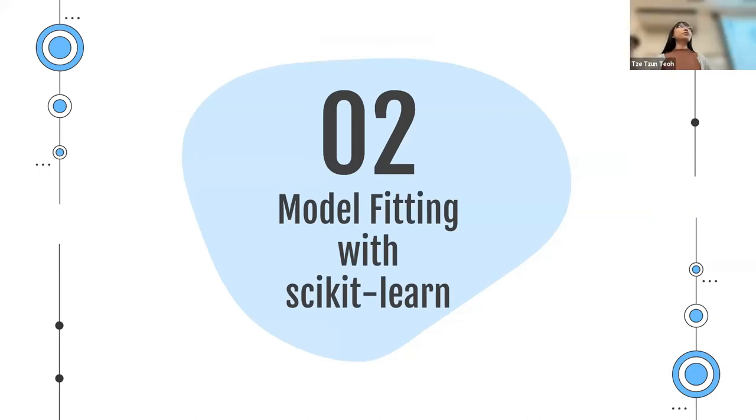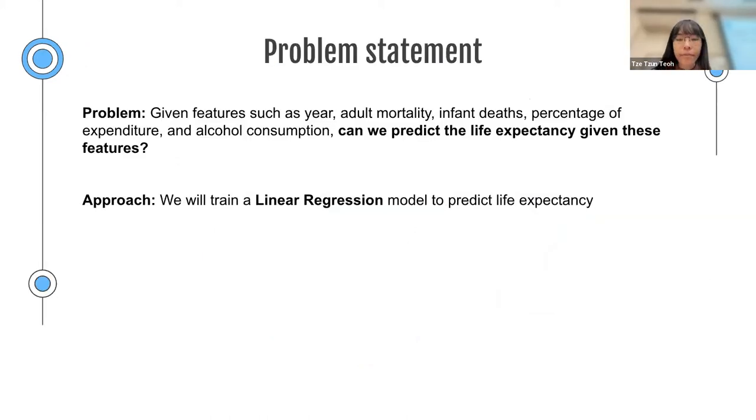Hi everyone. So after we have gone through the theory side of machine learning and linear regression, let us see how we can use this knowledge in a real world example. The problem that we are going to look at today is life expectancy prediction. There are many features that can affect life expectancy, be it adult mortality, infant deaths, alcohol consumption, etc. So today we are going to look at how we can use these features to help us predict the life expectancy value using the linear regression model.